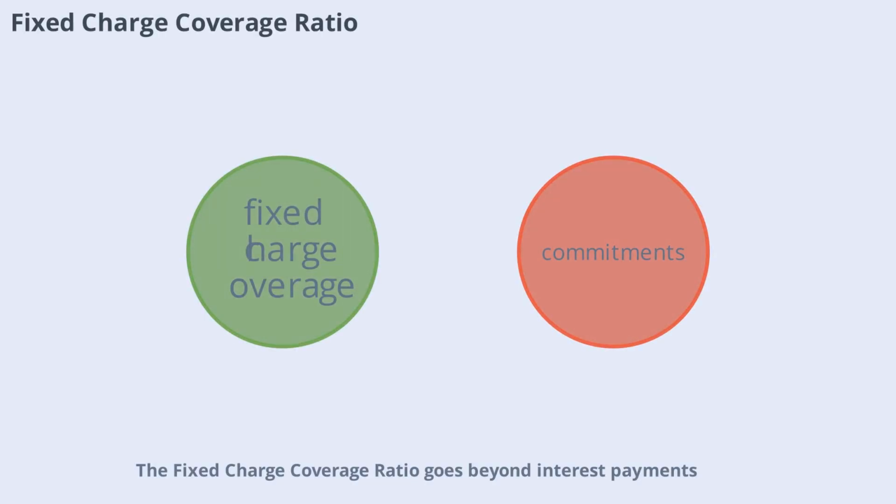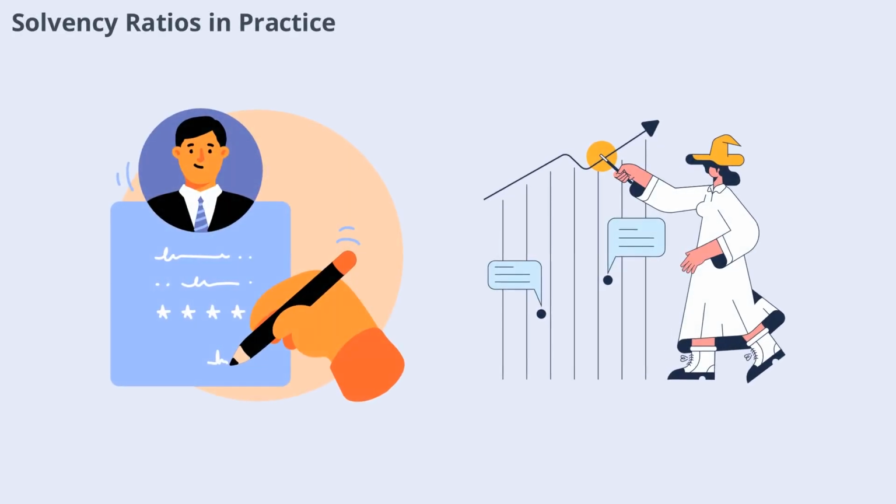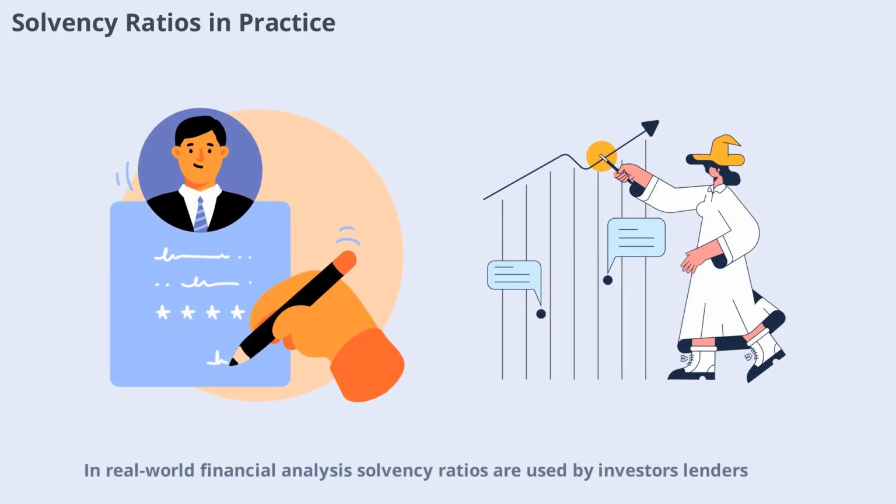Fixed charge coverage ratio goes beyond interest payments, considering all fixed financing expenses such as lease payments. It's calculated by dividing earnings before interest, taxes, and fixed charges by the total fixed charges. This ratio gives a more complete picture of a company's ability to meet all its fixed financial commitments, not just interest.